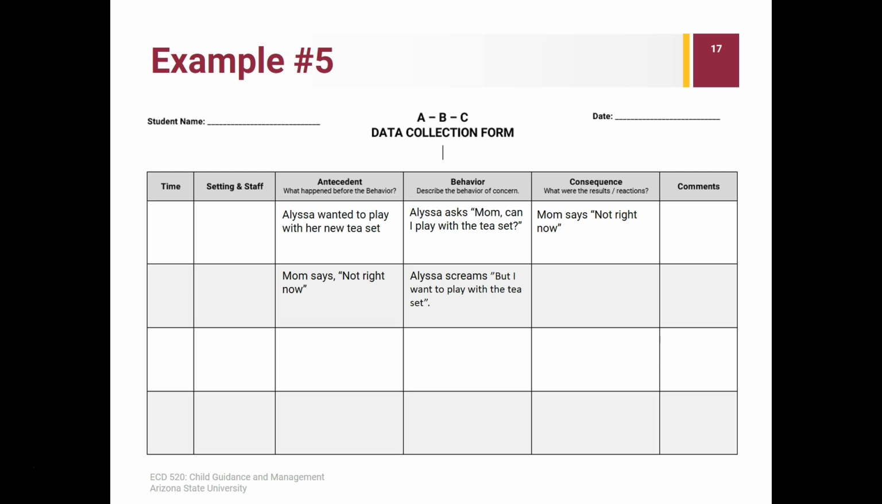After she screams, "But I want to play with her tea set," her mom said, "Honey, I said no. You can play with the cups in your kitchen." After her mom says no, Alyssa starts screaming. So again, we can see that the consequence leads to the antecedent for the next behavior, which is screaming, "I want to play." This is how you will be charting a lot of the ABCs on the assignment that's contained in this lesson.